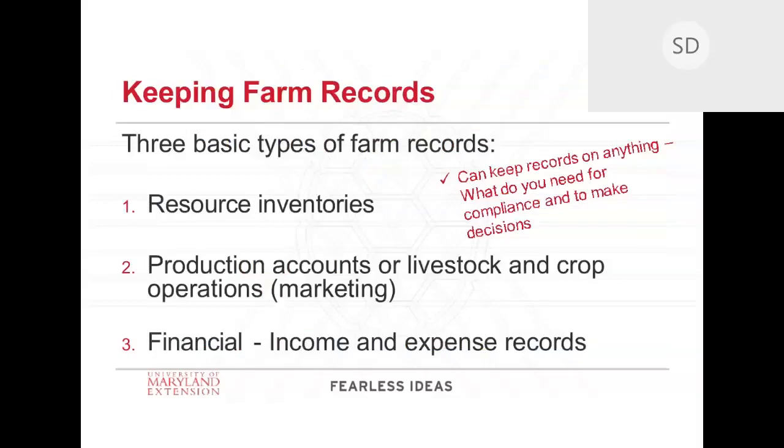So I'm going to share some examples of these different types of farm records. There are tons of different templates or ways that you might use them. So the three basic types I like to categorize them into are your resource inventories. So that's kind of keeping your inventory and a good list of what you have. It's your production accounts. Maybe it's your livestock production information. Maybe it's your crop and yield information. Maybe it's your marketing information. And then, of course, it's your financial, which is your income and expense records.